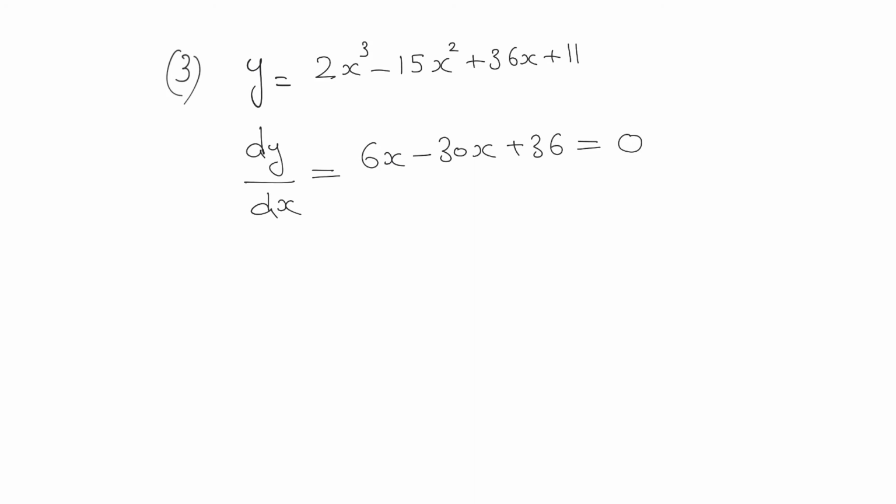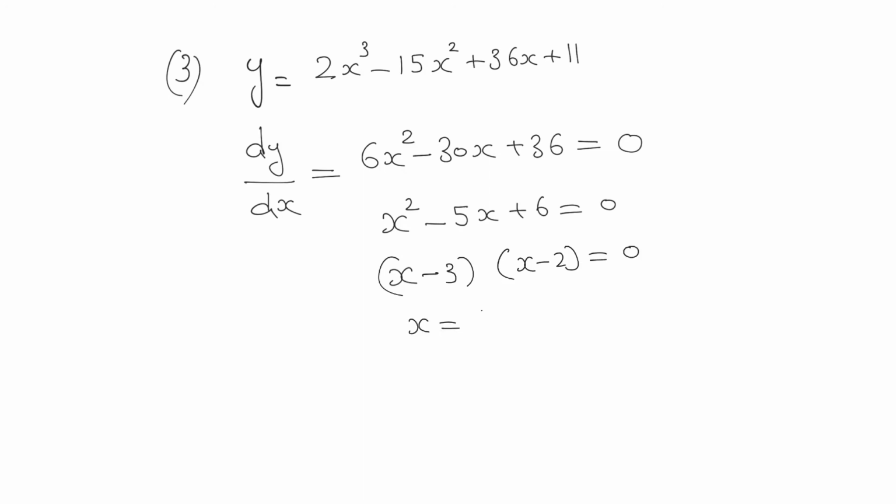Now we need to find out the value of x over here. So the value of x we can find out, and as we are getting a quadratic equation, we'll get two values of x. So this can be modified as x square, I'm just dividing this equation by 6. x square minus 5x plus 6 should be equal to 0. So we can write this is nothing but the product of x minus 3 and x minus 2. That means the value of x is equal to 3 and x is equal to 2.